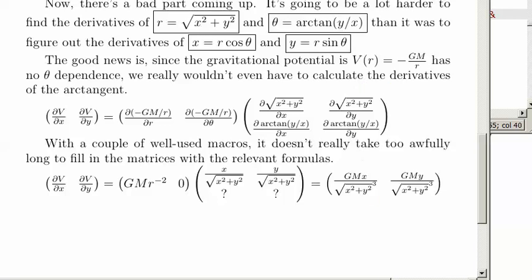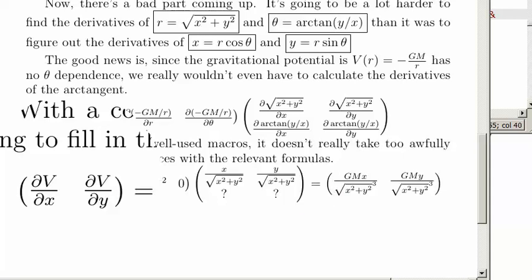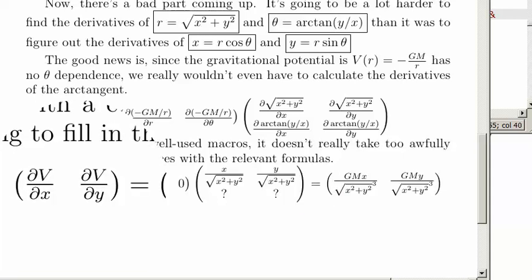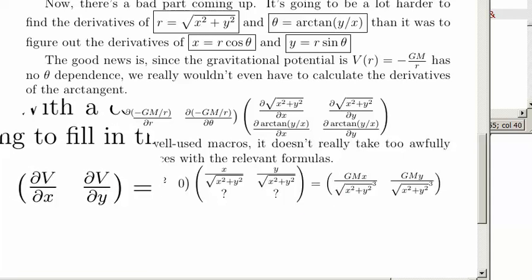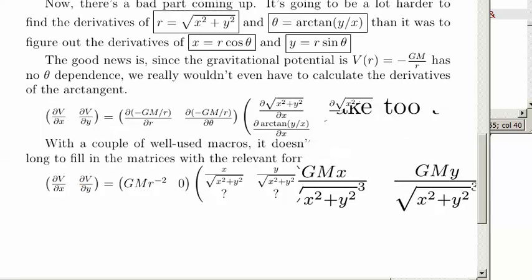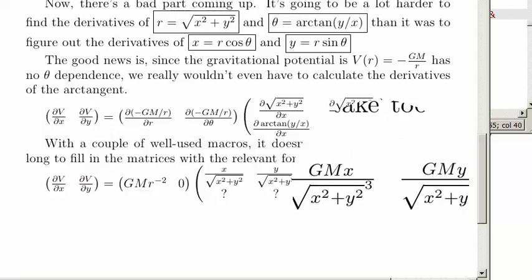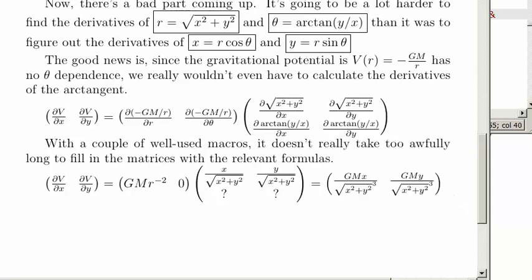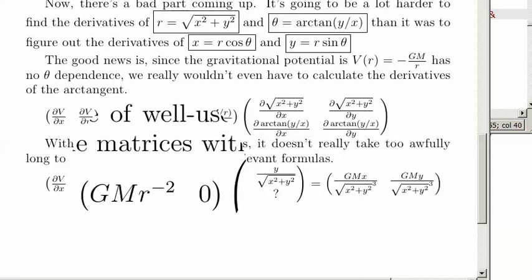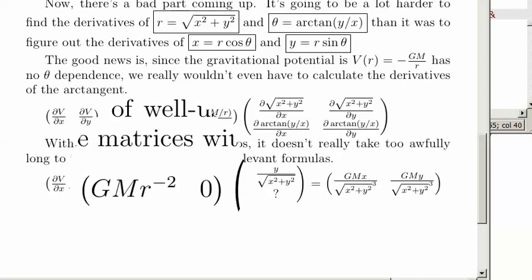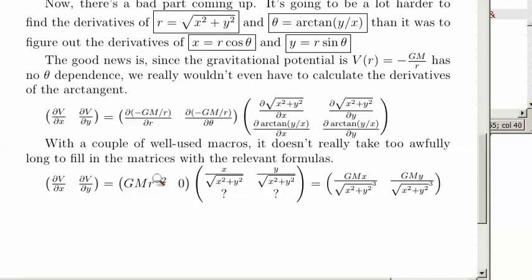So if I've done all that correctly, this is the gradient of the gravitational field with respect to x and y, and which doesn't look so familiar. This is the gradient of the gravitational field with respect to r, with respect to the radius, which does look more familiar.